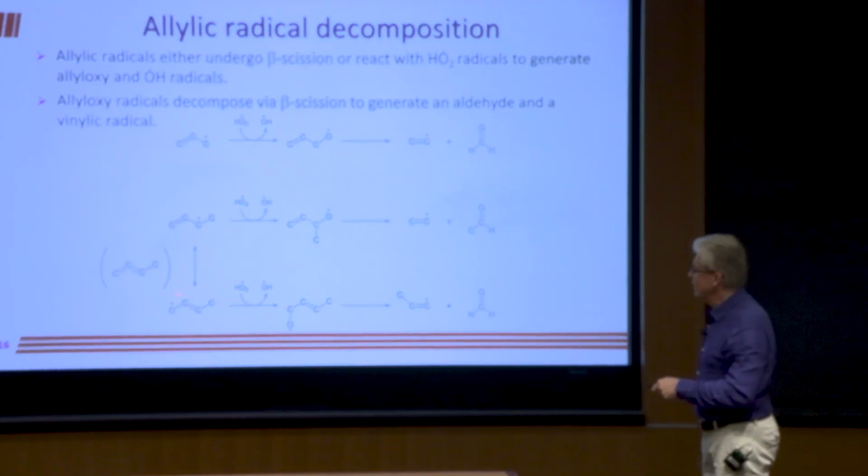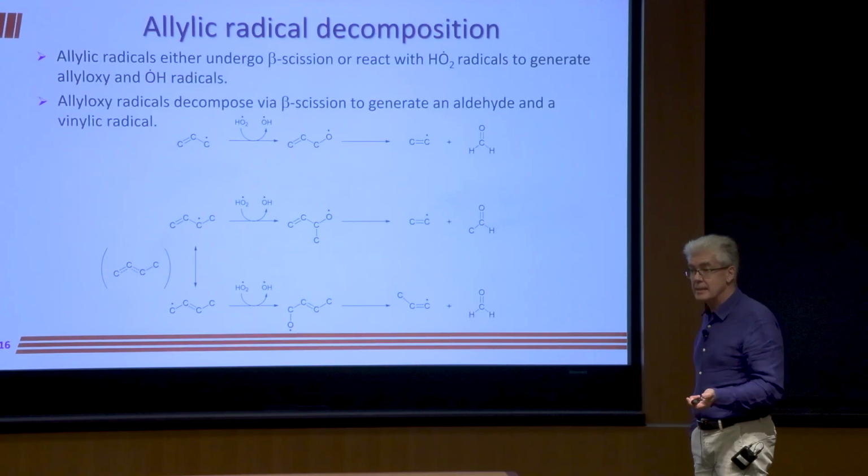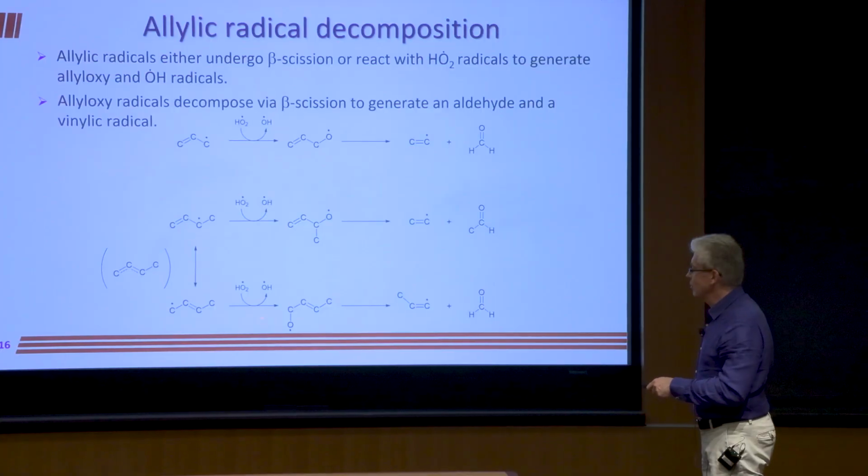Okay, and then here's another one. If you look at it on the other side, and you have to consider both options in the case of the resonantly stabilized radical, that will give you this radical, which will then give you the C3H5-S plus formaldehyde.